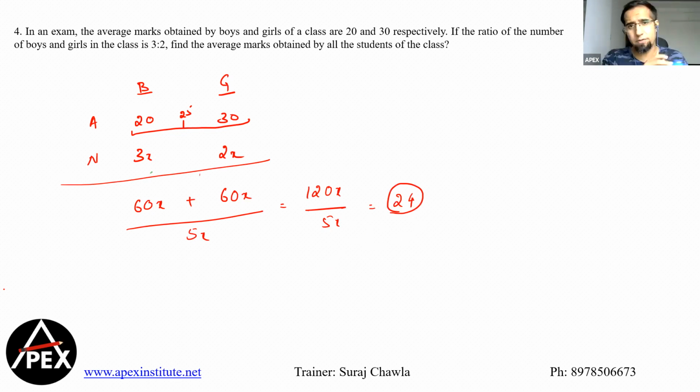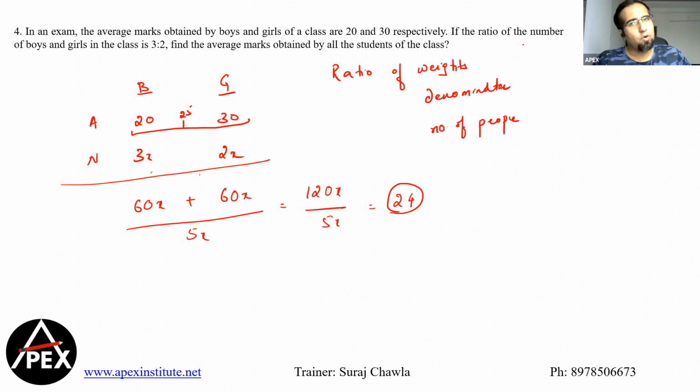Is this point clear with all of us? What is one more thing that I can conclude? If I'm given the ratio of weights, you can term them as weights, or as denominator, or as number of people. We can still get my answer. We saw that we got the ratio of number of people, but we got a final value. Okay. Let's look at the next question.